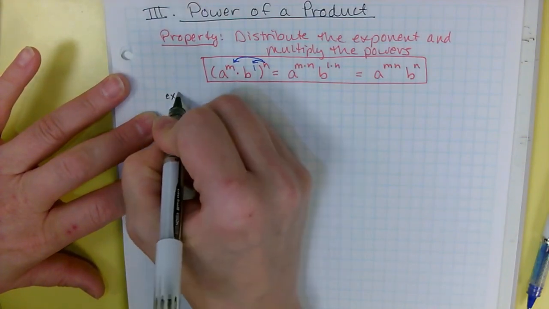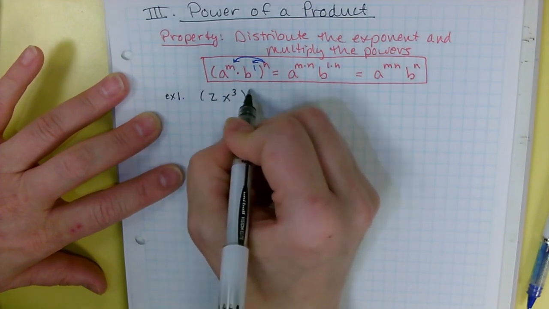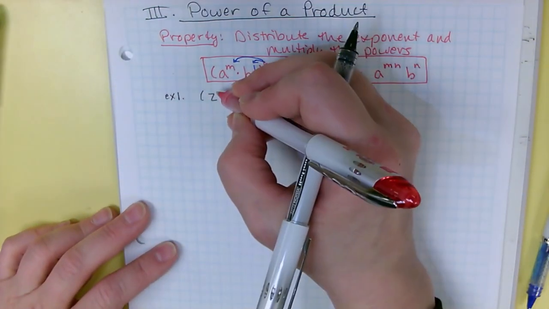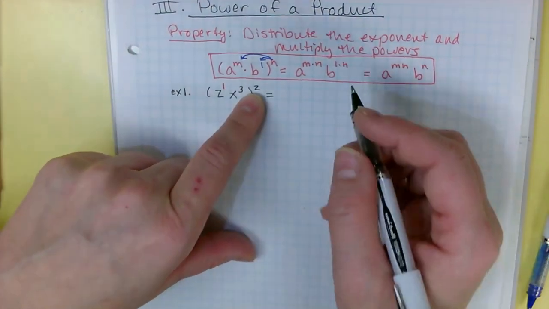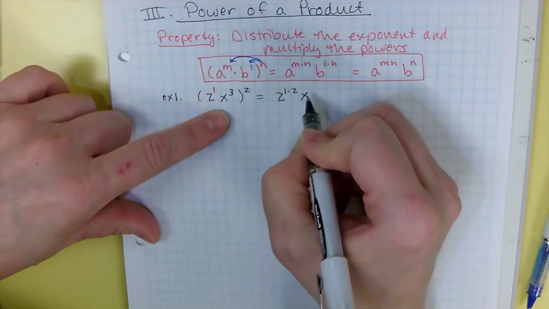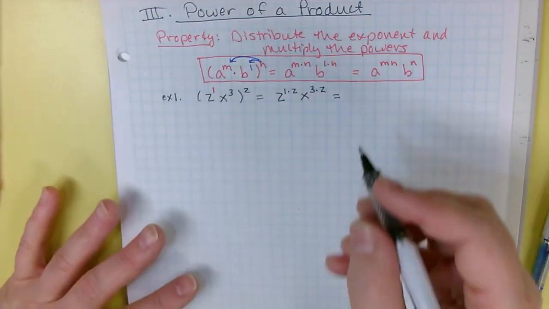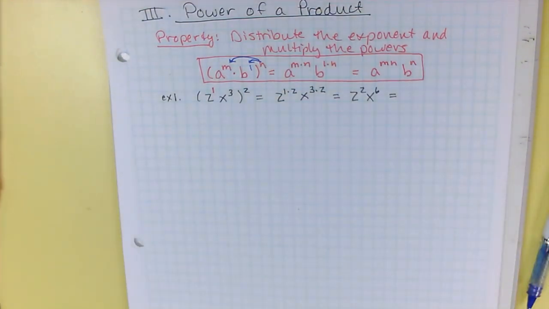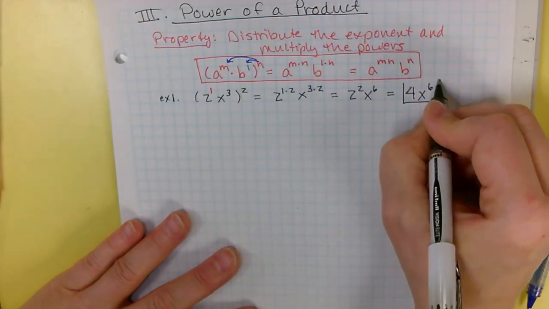All right, let's do an example. I'm going to go (2x^3)^2. All right, so 2 is to the power of 1. It's invisible, but it's there. So you're going to distribute the 2 on the outside to the powers. So it's 2 to the 1 times 2, x to the 3 times 2. So distribute the exponent and now multiply. I get 2 squared, x to the 6. Now remember, you never leave numbers in power form. 2 times 2 is 4. 4x to the 6, that would be your answer.